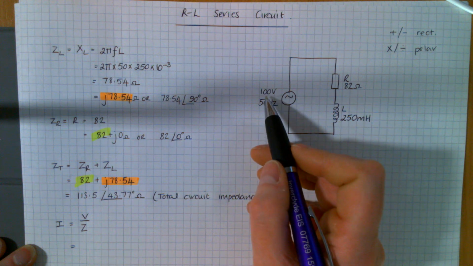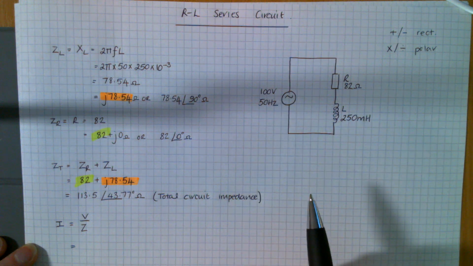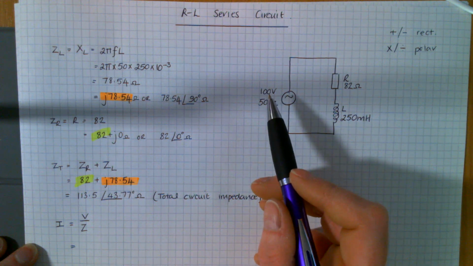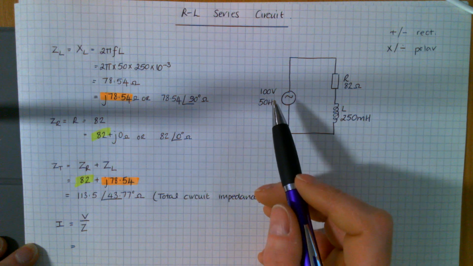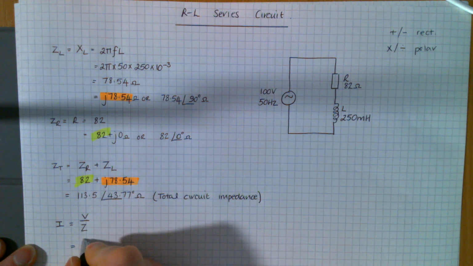So your voltage is 100 volts there. They're not giving you an angle. Where they don't give you an angle, you take that to be the reference and you make the angle 0. So if there's no angle there, you make the angle 0.